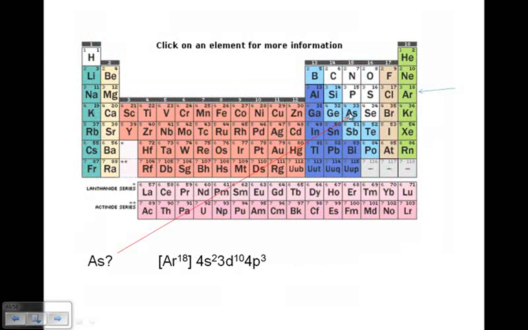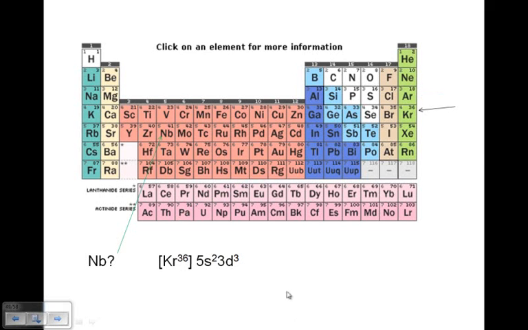Alright, so let's take a look at arsenic. So arsenic is here. It's number 33. So what I do is I go up a row to argon, which is the noble gas. So it's the same as argon, which is number 18, plus whatever I need in this 4th row. So it's 4s2, 3d10, and then 4p, 1, 2, 3. Okay?